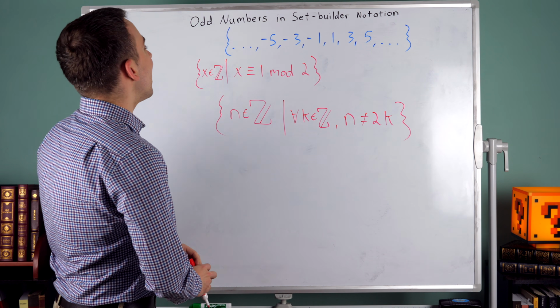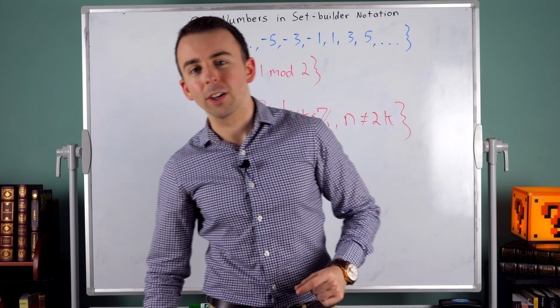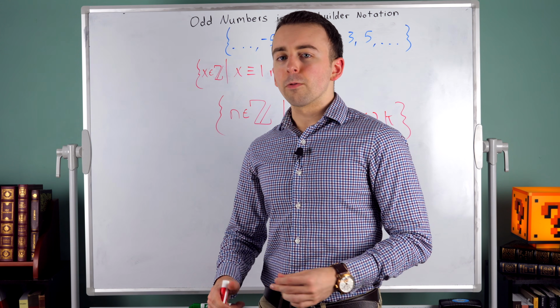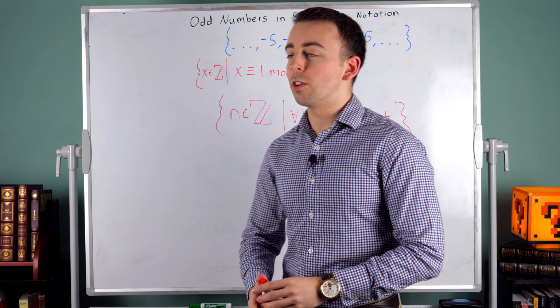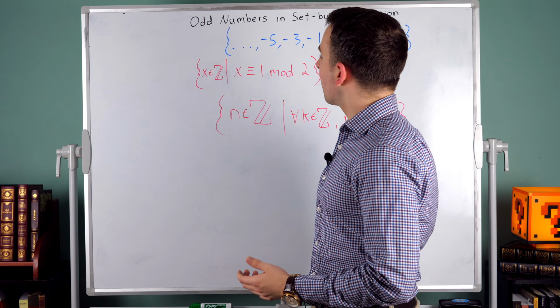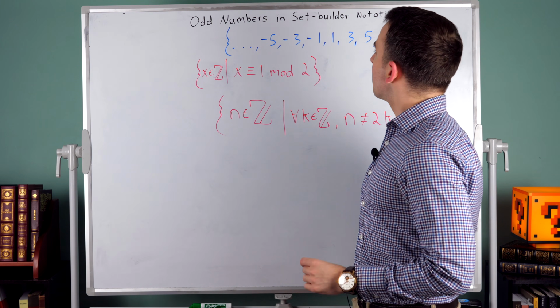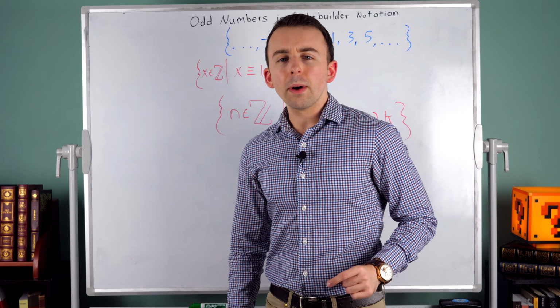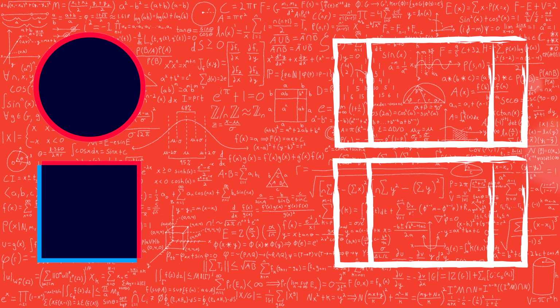So those are a few ways that we could write the odd numbers in set builder notation. If you haven't thought about it already, I certainly encourage you to write some set builder notations for the even numbers, and see if you can come up with some other ways of representing the odd numbers using set builder notation. Let me know what you come up with, and if you have any questions, down in the comments.